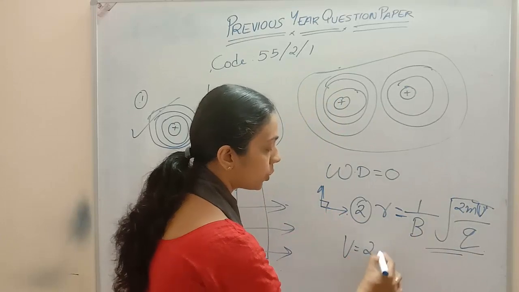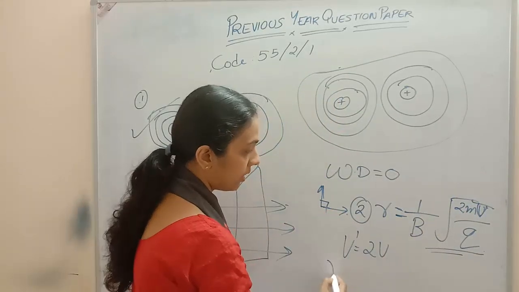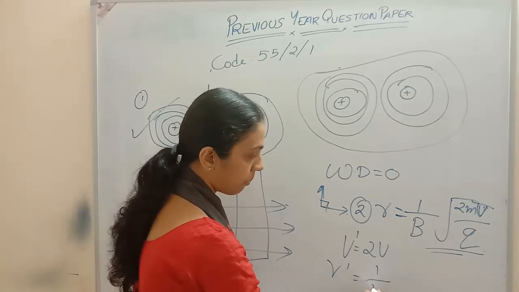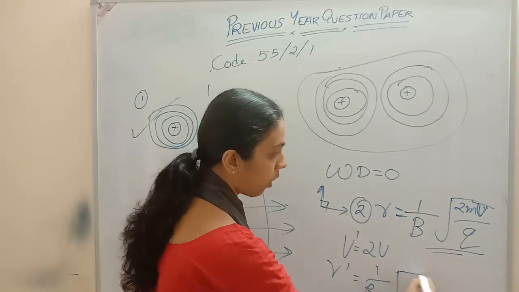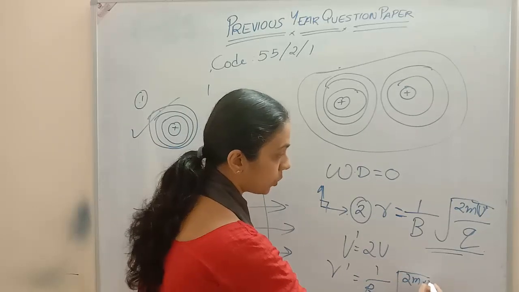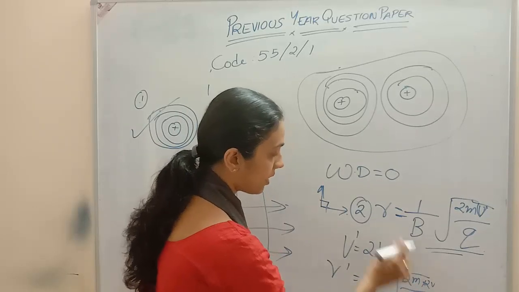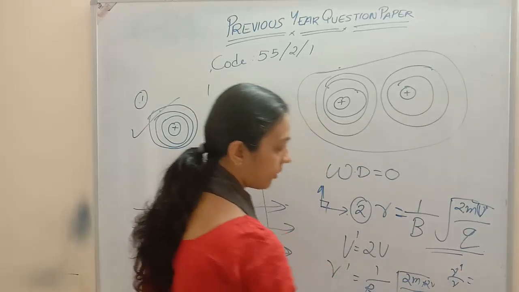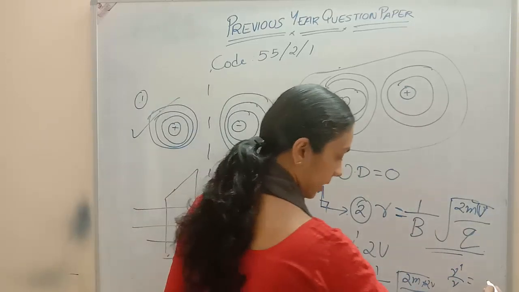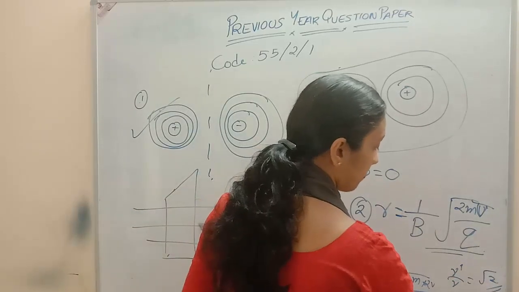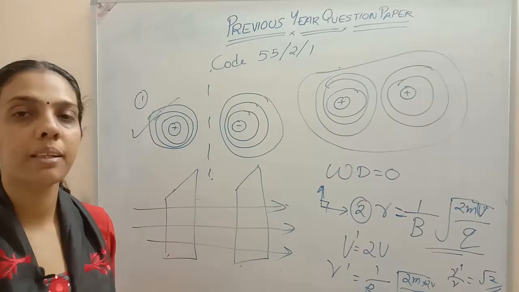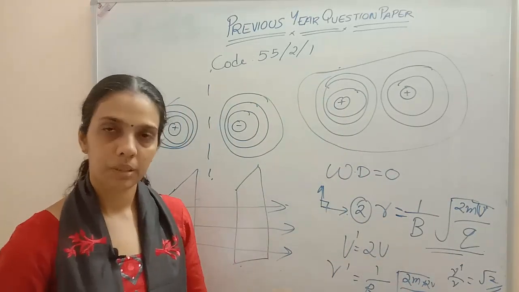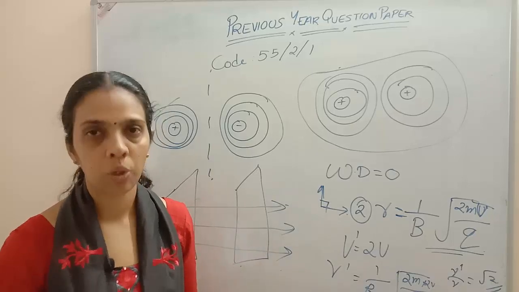If V becomes 2V, then r dash will be equal to 1 by B into root of 2m into 2V divided by q. If I consider r dash by r, I will get root 2. So the new radius is root 2 times the previous radius; it has increased by a factor of root 2.